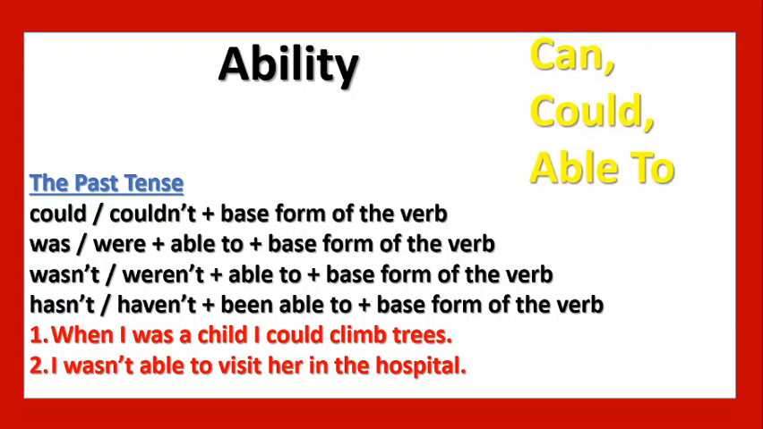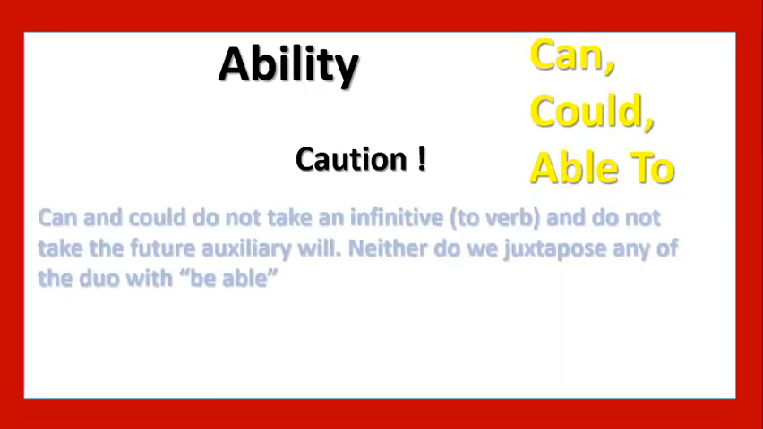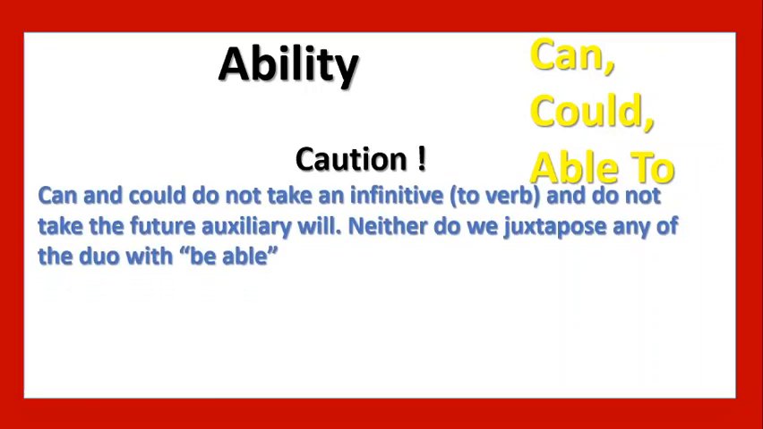I need to give a note of caution here, a very important caution for every one of us. Can and could do not take the infinitive verb, that is, verbs that begin with to, and they do not take the future auxiliary will. At the same time, can and could are not juxtaposed with able to. Remember, can, could, able to. We can use one at a time. We cannot put two together. That's what we are trying to say. And we do not use them with the infinitive.